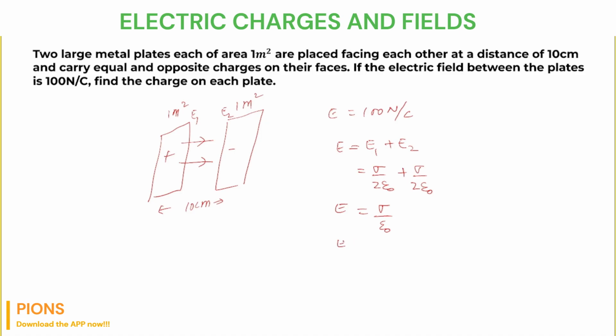So E will be equal to Q by area into epsilon naught. Let's cross multiply. So Q will be equal to epsilon naught A into E. Epsilon naught is 8.854 into 10 to the power minus 12. Area is 1, so we can ignore this. E, electric field, is 100. So straight away it is 8.854 into 10 to the power minus 10 Coulomb. Any doubt? We'll move to the next one. Okay, so here the first chapter is over.